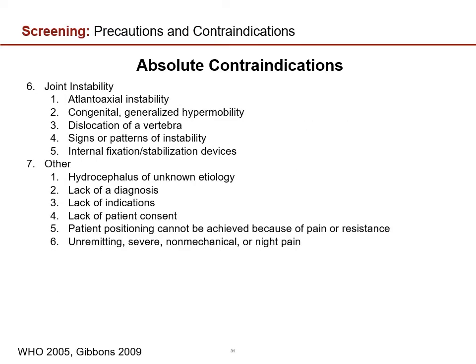Final 2 are joint instability and others. So the joint instability really gets to predominantly the upper cervical spine, any hypermobility or conditions that would otherwise predispose someone to having that. So AA instability, this could be anything from Down syndrome to rheumatoid arthritis to Ehlers-Danlos syndrome or other connective tissue disorders. Dislocations of our vertebra, obviously it wouldn't be appropriate to perform any manual therapy in the setting of that. Signs or patterns of instability, and then internal fixation or stabilization devices.